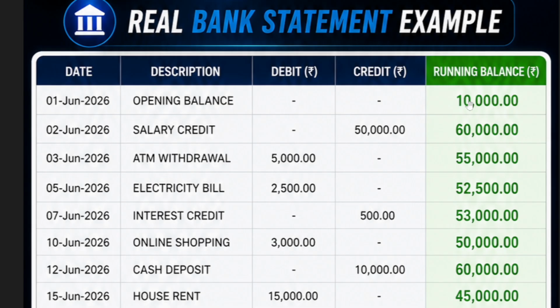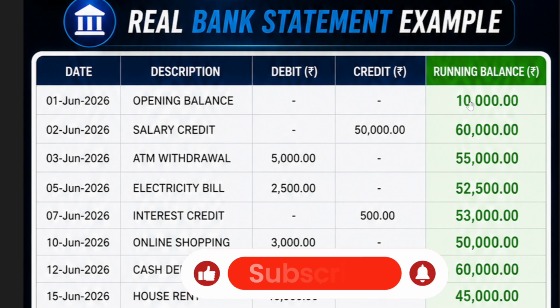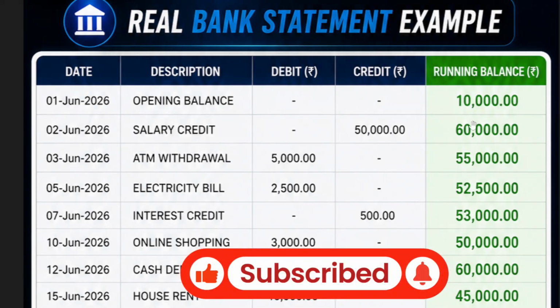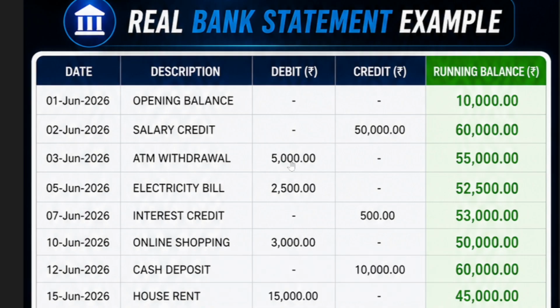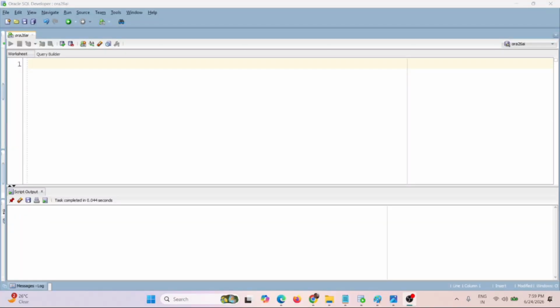Can you see that? So 10,000 is your opening balance, and the salary credit is 50,000. So 10,000 plus 50,000 is 60,000. Then you did an ATM withdrawal of 5,000. So 60 minus 5 is 55. So let's see how to generate this kind of report that shows debit transactions, credit transactions, and also the running balance along with that. So I open SQL Developer.